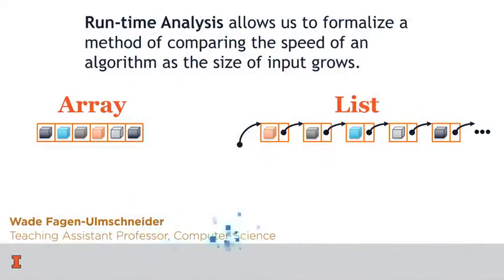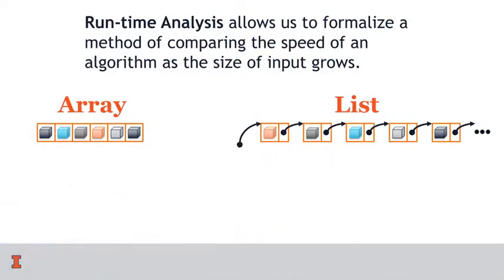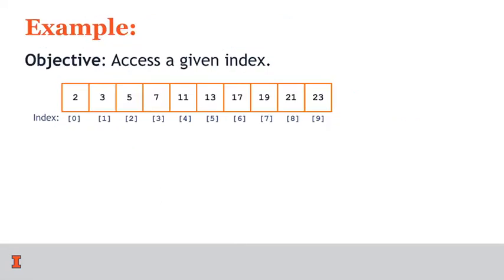Runtime analysis allows us to formalize a method of comparing the speed of an algorithm as the size of the input to the algorithm grows. We're going to contrast two different data structures right now: an array, a sequential chunk of data in memory, and a list, which is data linked together through list nodes. Remembering back to our array, we can access a given index by knowing the size or the width of each piece of data, and then multiplying the width of each piece of data by the index that we want to access.